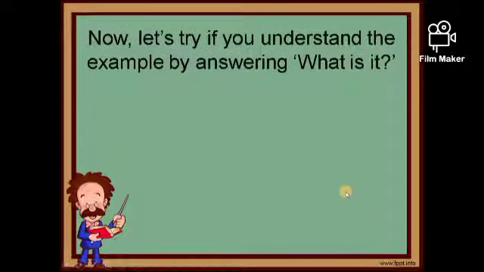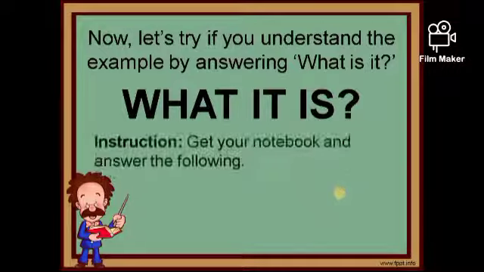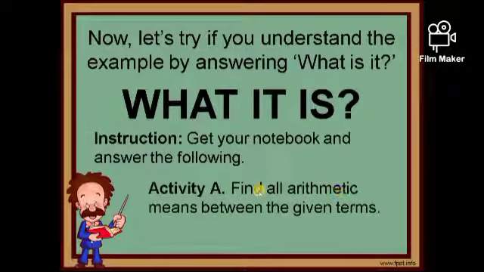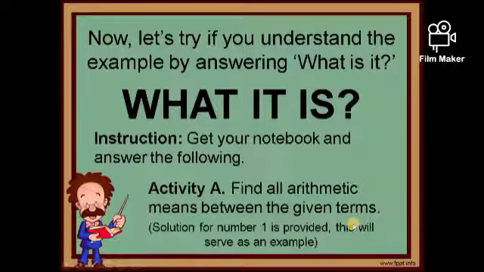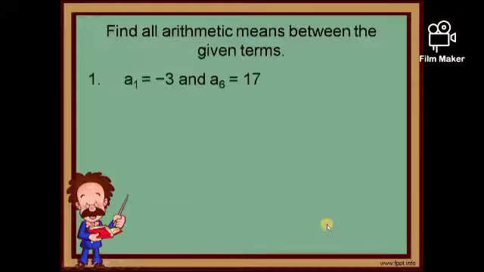Now, let's try if you understand the example by answering what is it. Get your notebook and answer the following. Find all arithmetic means between the given terms. As always, the solution for number 1 is provided, and this will serve as an example for you. Number 1. Given a sub 1 is equal to negative 3 and a sub 6 is equal to 17.